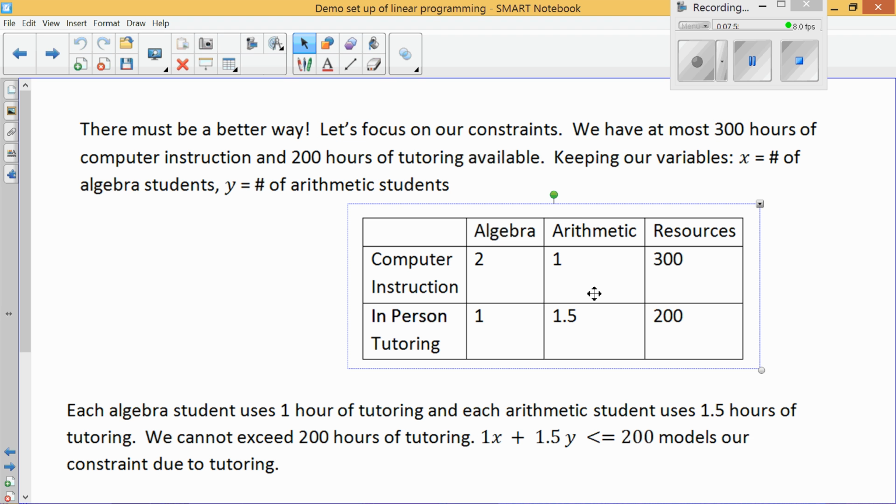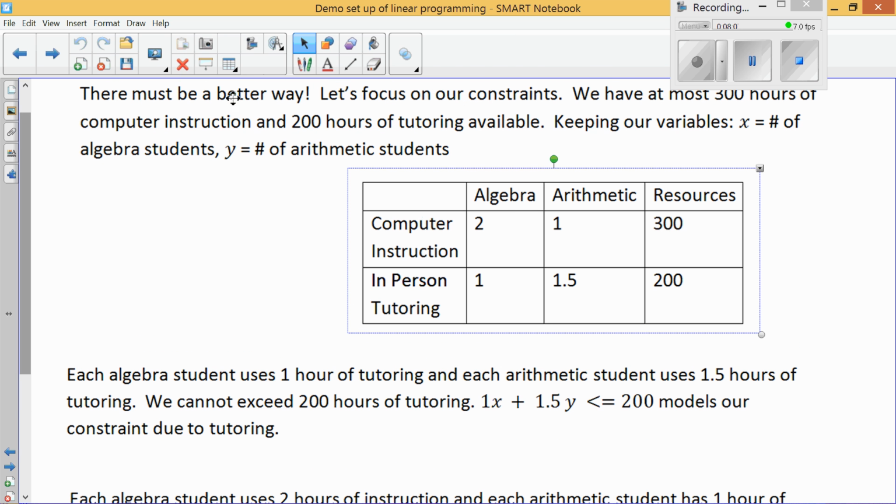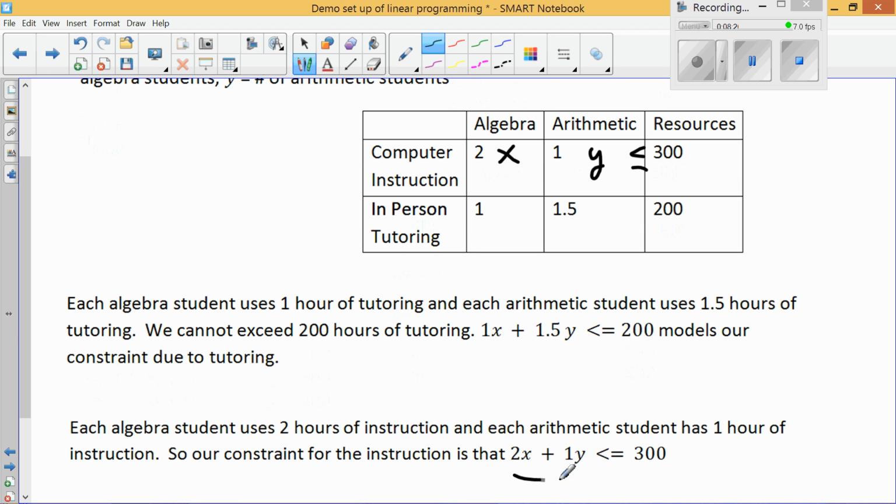As you're setting these up, you're going to find the constraints are probably the trickiest thing to get organized, so I really recommend trying to organize that information in a table, then writing your equations. Okay, grab a pen here. The number of algebra students is x. The number of arithmetic students is y. We have at most this much constraint, and so we get our first equation: 2x plus 1y less than or equal to 300. For our tutoring, 1 hour for each algebra student, plus 1.5 hours for each arithmetic student, within the constraint, 200 hours available.